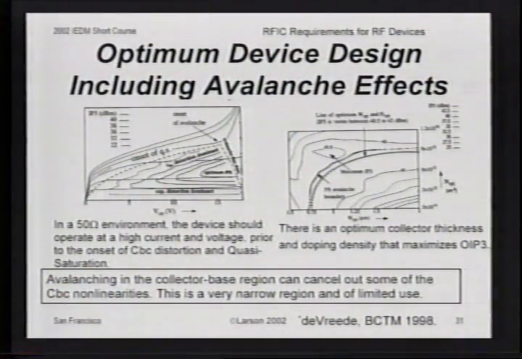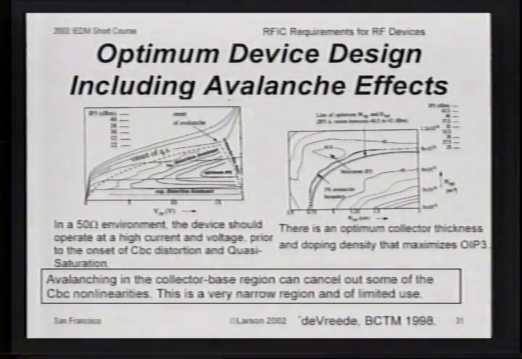At very low currents, you're limited essentially by exponential distortion in the base emitter junction, and the linearity is rather poor. At high currents and low voltages, you tend to be dominated by CBC distortion. And at extremely high currents, you have the onset of quasi-saturation, and that becomes an issue as well. So there's a sweet spot for almost all of these devices at moderate currents and high voltages where the linearity is maximized. Now, this particular simulation was done in a 50 ohm environment and was done for cable TV applications where linearity is absolutely crucial.